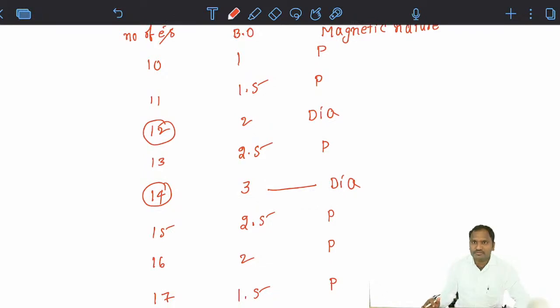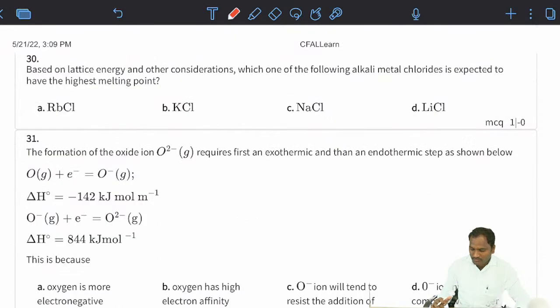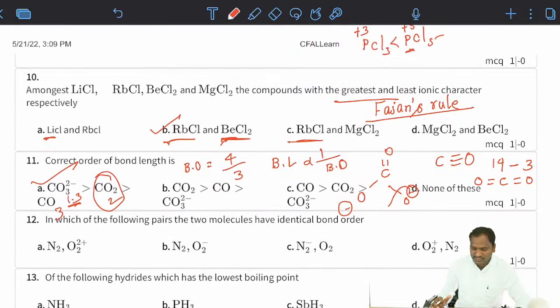Clear, students? Bond order is easy: it increases by 0.5 each time up to 3, and afterwards it decreases again by 0.5. I told you the magnetic nature also. Now we'll go to the question. Molecular orbital theory applications are also important, students. Easy and important. Don't leave it.